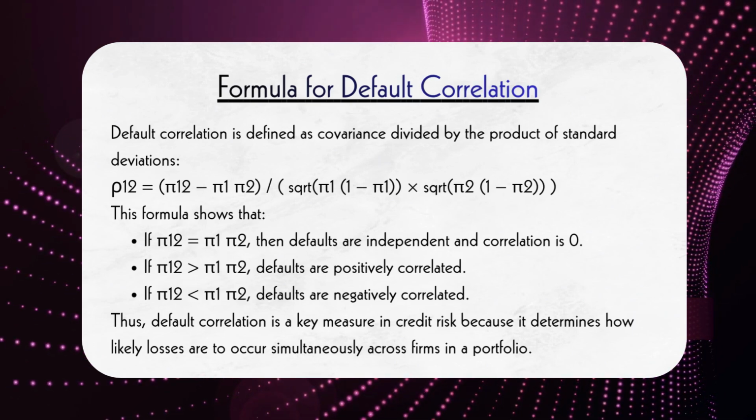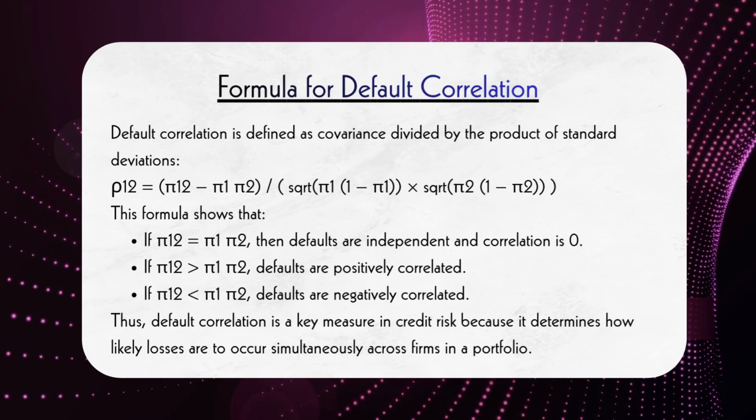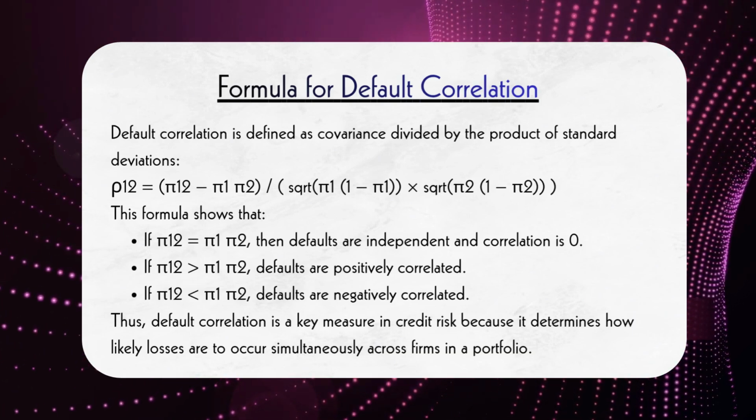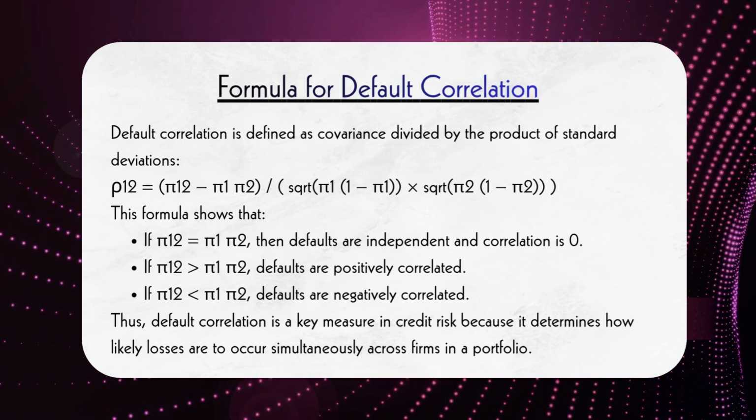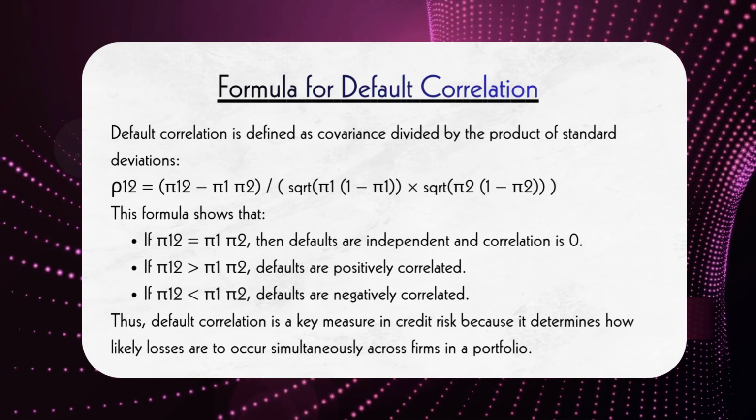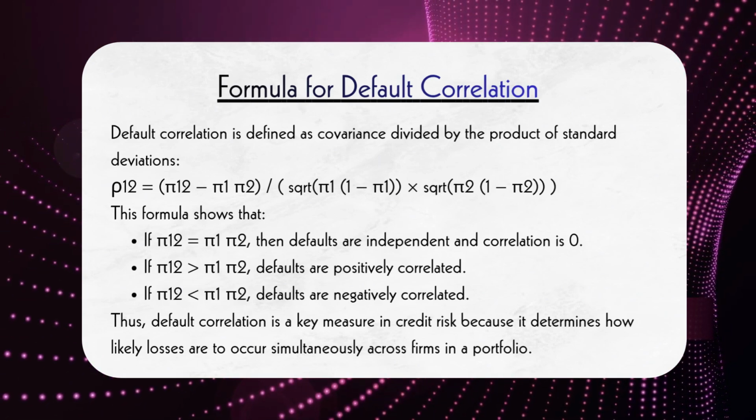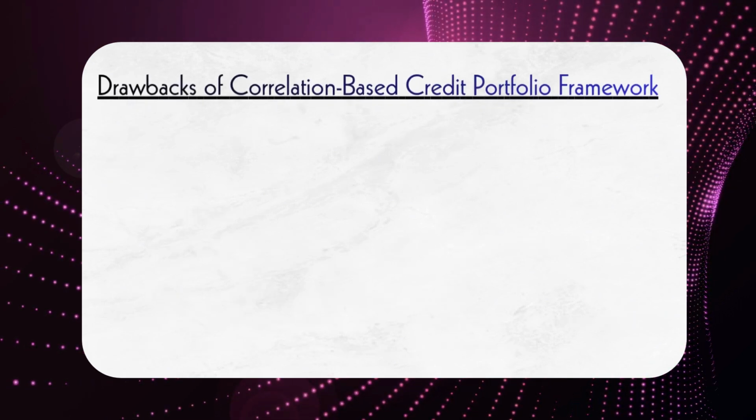If pi12 equals pi1 multiplied by pi2, the defaults are independent and correlation is 0. If pi12 is greater, the defaults are positively correlated. If it is smaller, the defaults are negatively correlated. So, default correlation helps us understand how credit risks are linked across firms, which is crucial for managing portfolio risk.